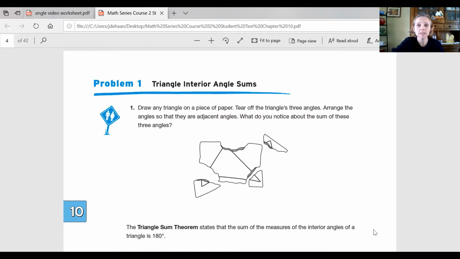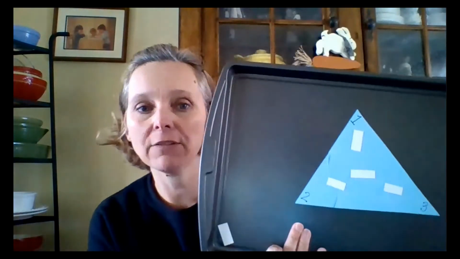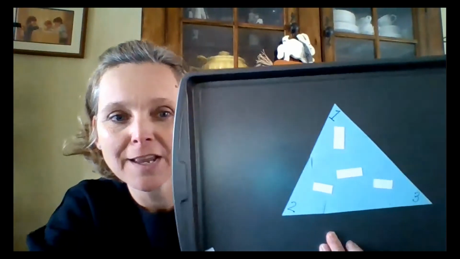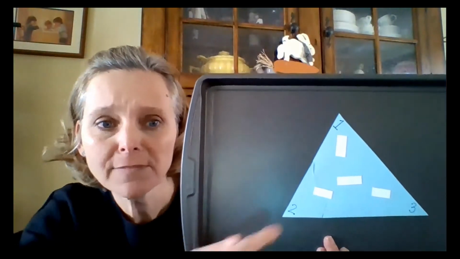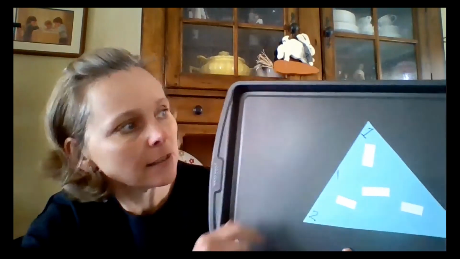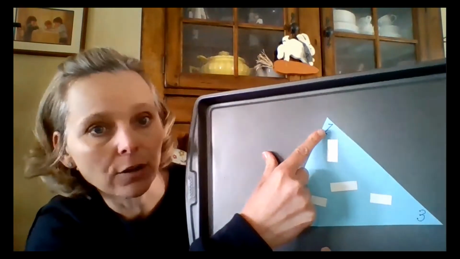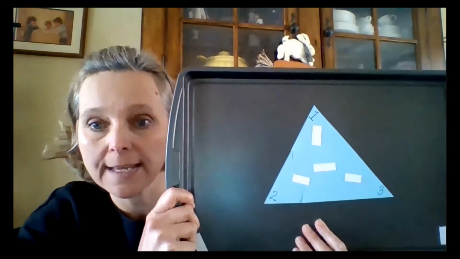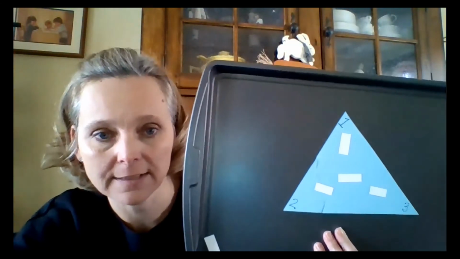Some of you may think this is a little funny, but I'm being resourceful. I have a cookie sheet here with some magnets. It was the best I could do. If we look here, I have this blue triangle, and I labeled each one of the angles just with a number in the corner: angle 1, angle 2, and angle 3. We're going to use this and do exactly what that problem asked us to do.